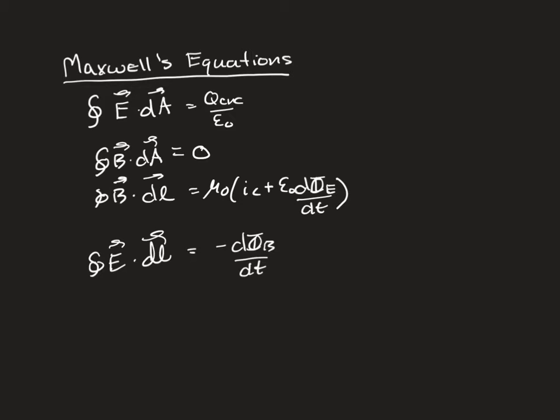I mentioned at the end of chapter 29 that we would be returning to Maxwell's equations. And here we are. So I've written them down again. So we have Gauss's law, one for electricity, one for magnetism. We have Ampere's law, and we have Faraday's law. So remember, Maxwell's equations were not discovered by Maxwell, but he did understand their implications together.